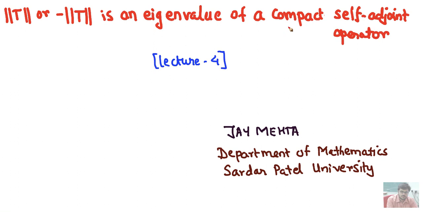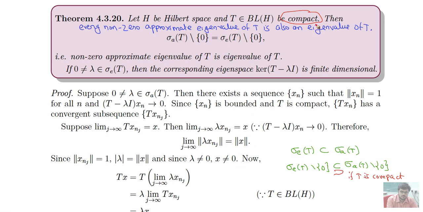So if T is a compact self-adjoint operator, then norm T or minus norm T is an eigenvalue of T. So what is given? T is a compact self-adjoint operator, then either of these is an eigenvalue of T. So we don't have to prove eigenvalue because of the compact condition. What we can show is, instead of showing eigenvalue, we can show it is an approximate eigenvalue also, right? So let us go to that result.